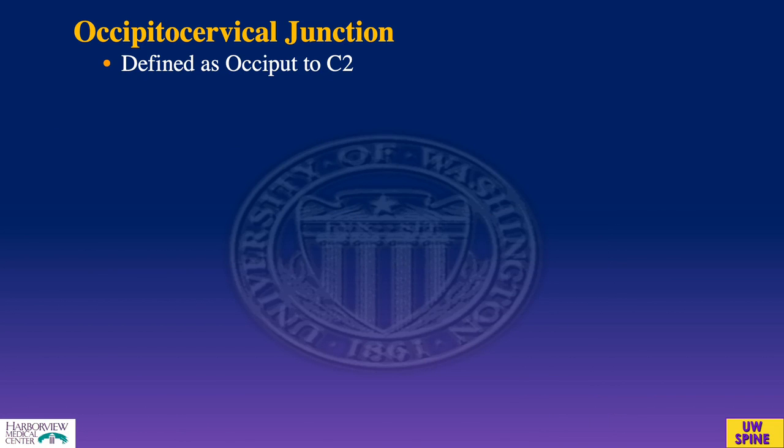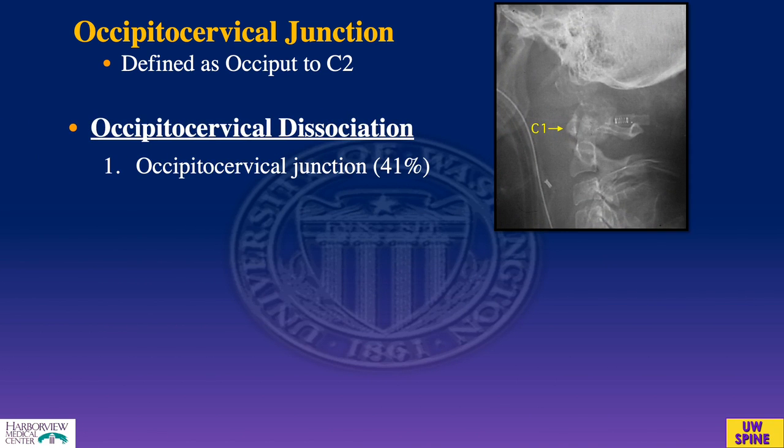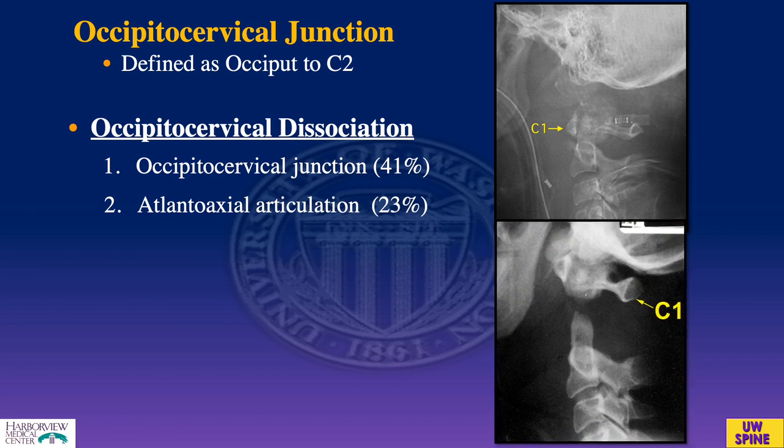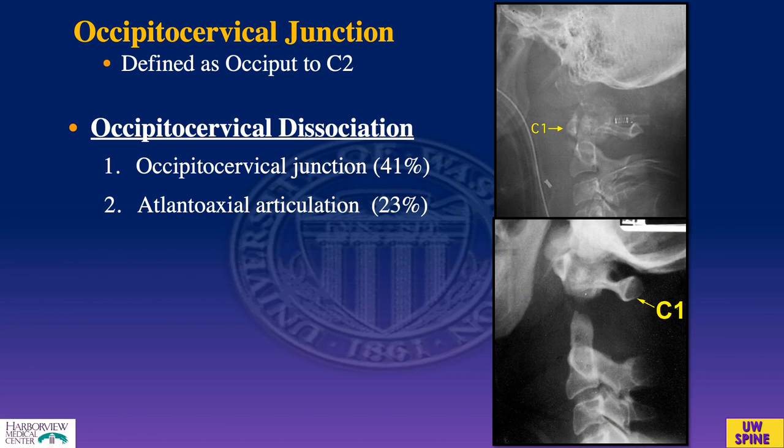So let's kind of move on from there. If we look at the occipital cervical junction, this is really defined as the occiput to C2 region. So if we look at where dissociations can occur, we see that about 41% are going to occur at the occipital cervical junction as demonstrated here on this slide on the right. We're going to have about 23% at the atlantoaxial articulation as demonstrated here between C1 and C2, and about another third, roughly 35%, at a combined occiput to C1 and C1, C2 as demonstrated here.